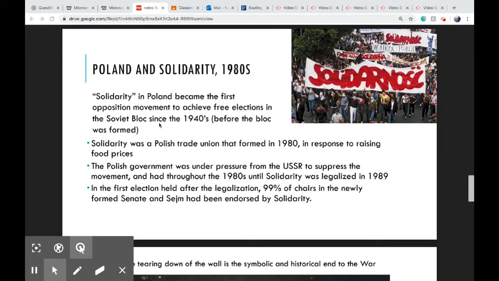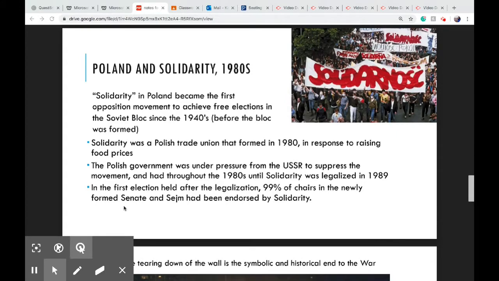It was the first opposition movement to achieve free elections in the Soviet bloc since really the beginning of the Cold War, before the Soviet bloc ever even existed. It was a Polish trade union that worked as a political party within Poland. 99% of chairs in the newly formed Senate that year were endorsed by Solidarity, maybe less of a political party and more of a political action committee.